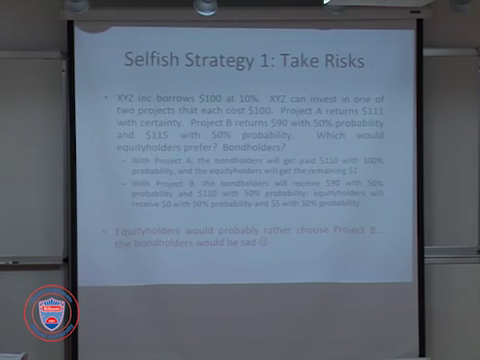But let's look at this example. I have this example in my corporate finance class, so it's familiar to most of you. Here I have this company XYZ, a very creative name, I know. They borrow $100 at 10%. And this company can invest in one of two projects that each cost $100. Project A returns $111 with certainty, and Project B returns $90 with 50% probability and $115 with 50% probability.